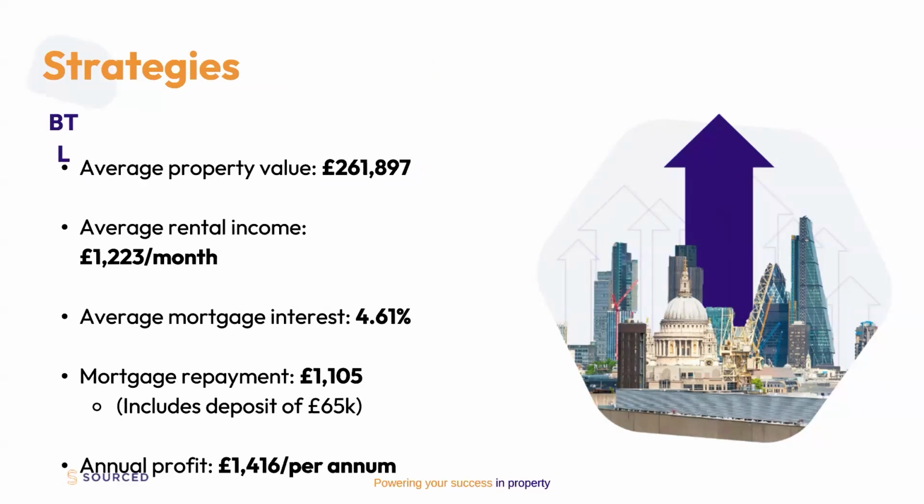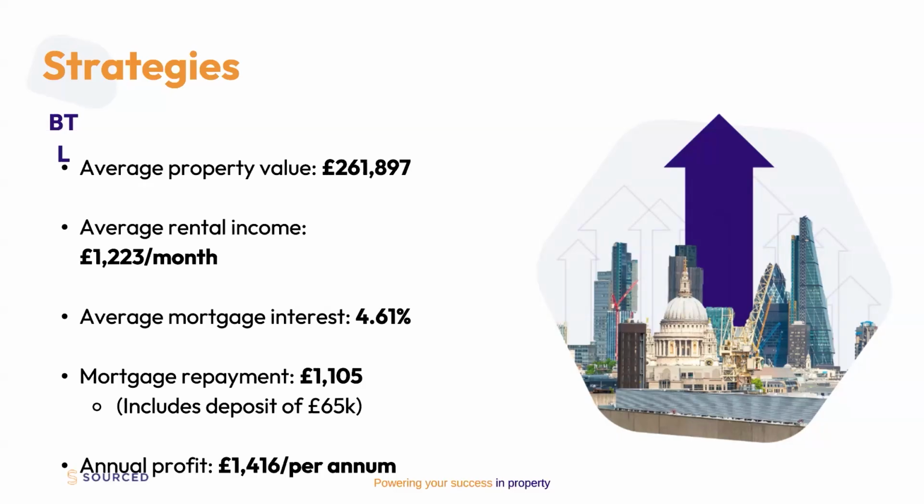They're the numbers that I've used for this slide. So the average property price in the UK currently is £261,897. And the average rental income is £1,223 per month. Now, that's all well and good, but obviously you don't make £1,223 per month because you've got to take the mortgage into consideration as well. Now, the average mortgage interest at the moment in the UK is 4.61%. So actually, if you took your mortgage out a year ago, it would have probably been higher than that. But right now, it's 4.61%.